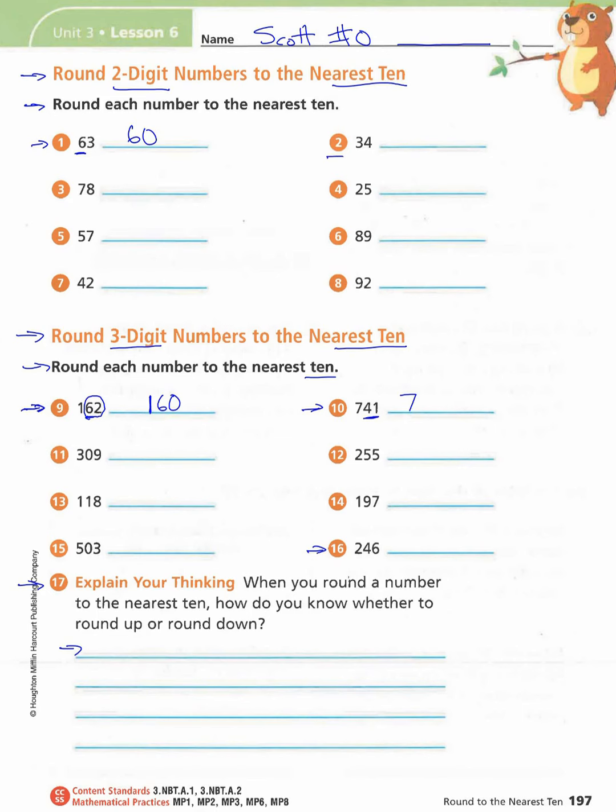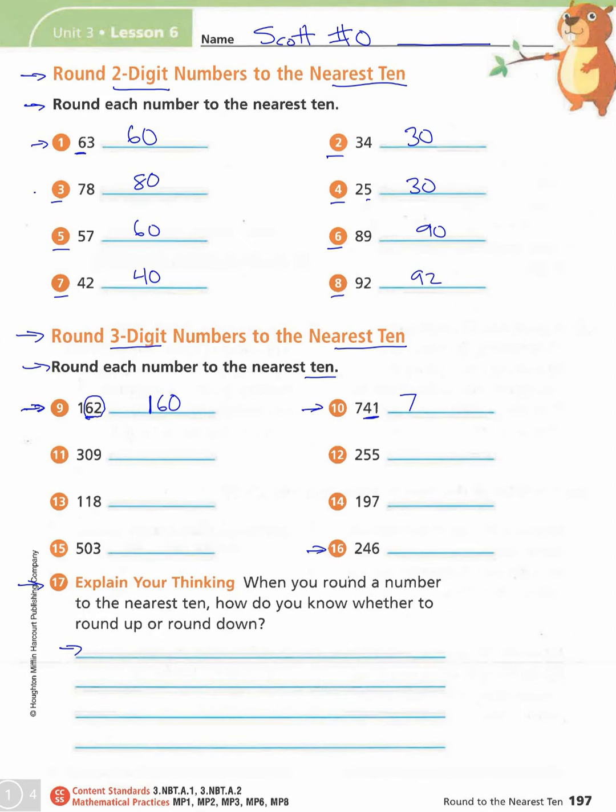So let's start with number 2. 34 rounds to 30. Number 3, 78 becomes 80. Number 4, 25 becomes 30. Remember, when it's a 5, we round up in the United States. We round up. Number 5, 57 rounds up to 60. Number 6, 89 rounds up to 90. Number 7, 42 rounds down to 40. And number 8, 92 also rounds down to 90.